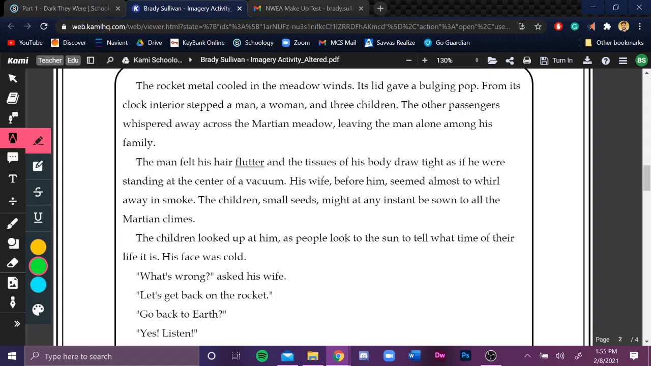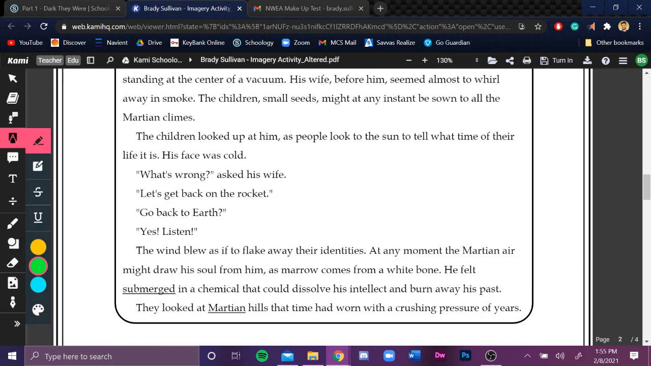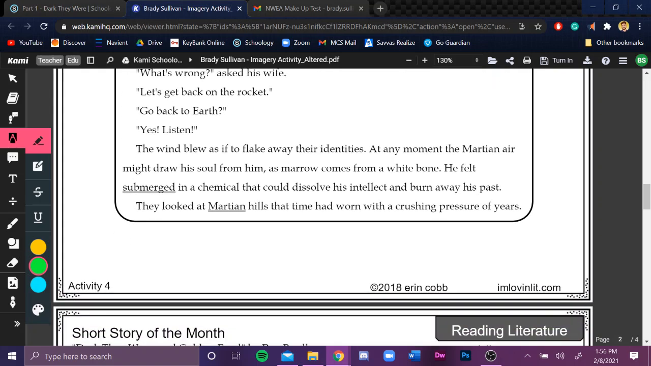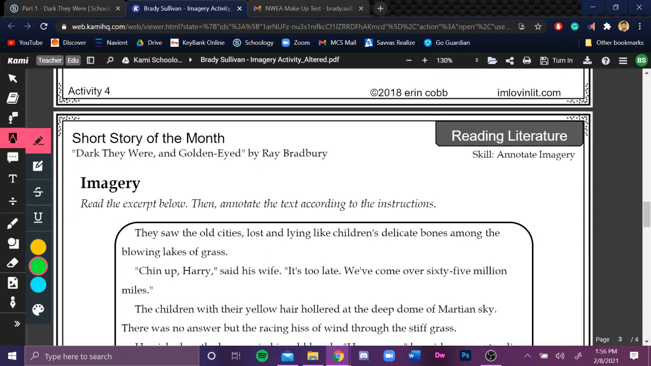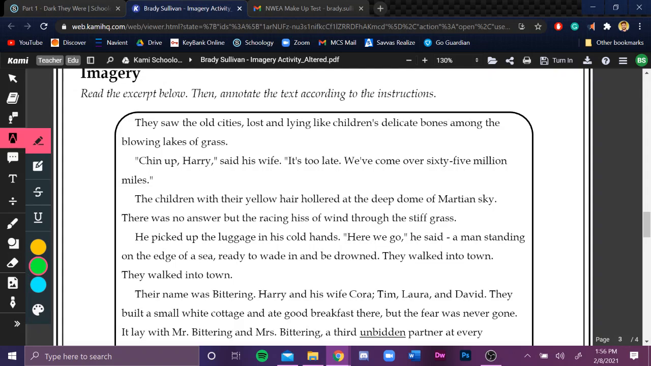The children looked up at him as people look up to tell what time it is from the sun. His face was cold. "What's wrong?" his wife asked. "Well, let's get back on the rocket." "Go back to Earth?" "Yes, listen." The winds blew as if to flake away their identities. At any moment, the Martian air might draw his soul out of his body as marrow is sucked from a white bone. He felt as if he was submerged in a chemical that could easily dissolve his mind and burn away his past. They looked at the Martian hills in the distance that had been worn away by time, the crushing pressure of years. They saw the old cities lost and lying like small bones delicate among the blowing lakes of grass in the distance.